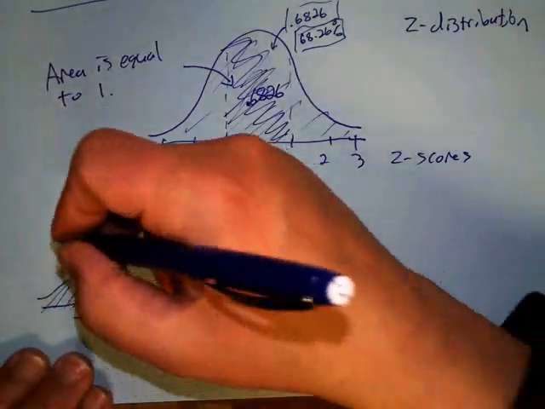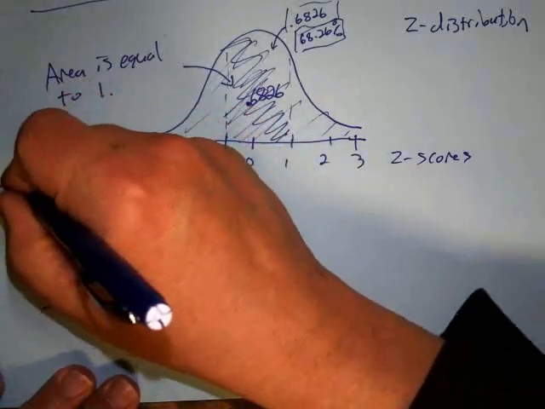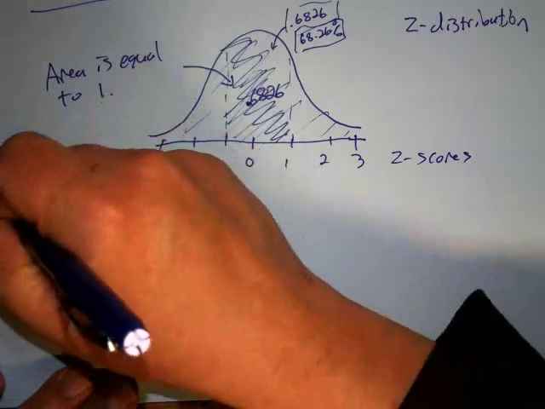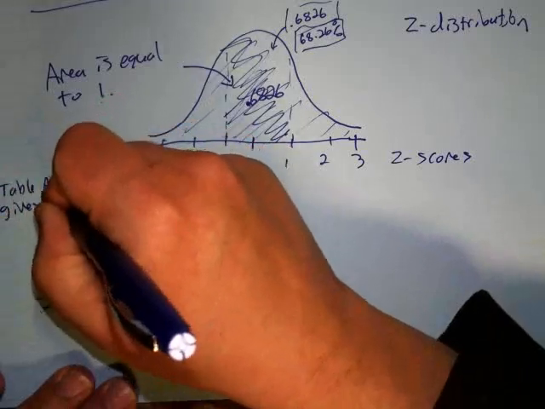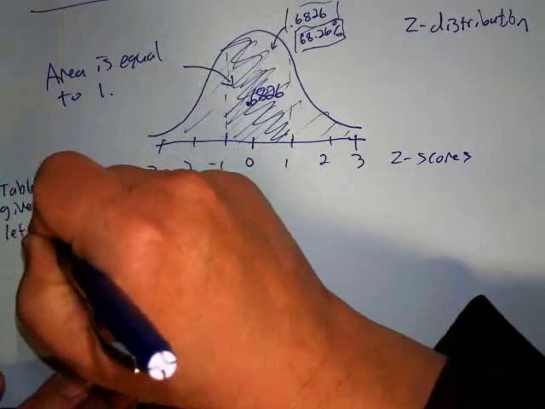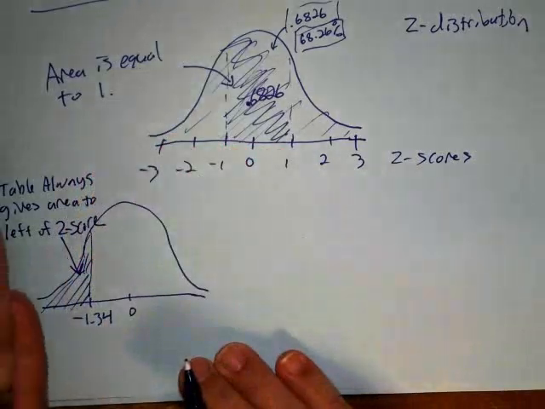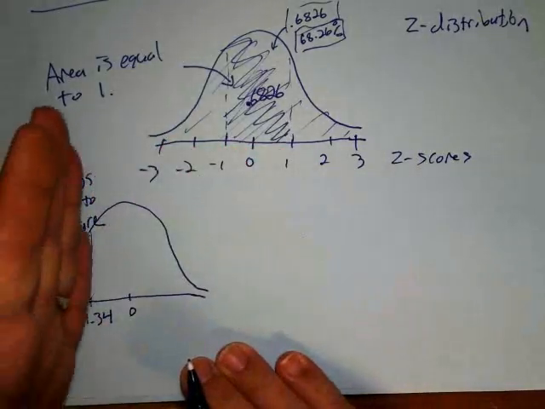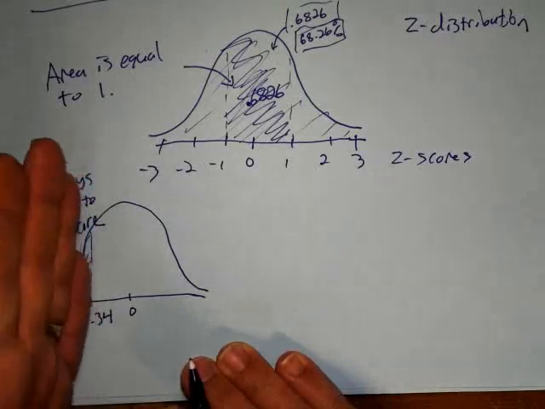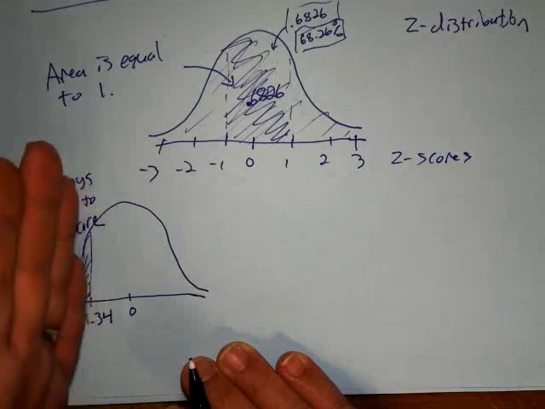And so one thing that you have to understand when you use the table is that the table always gives area to the left of the z-score. That is so important. So from the z-score on down, and it just keeps going on and on, the table will always give me the area that lies to the left of, or we could say below, that z-score.